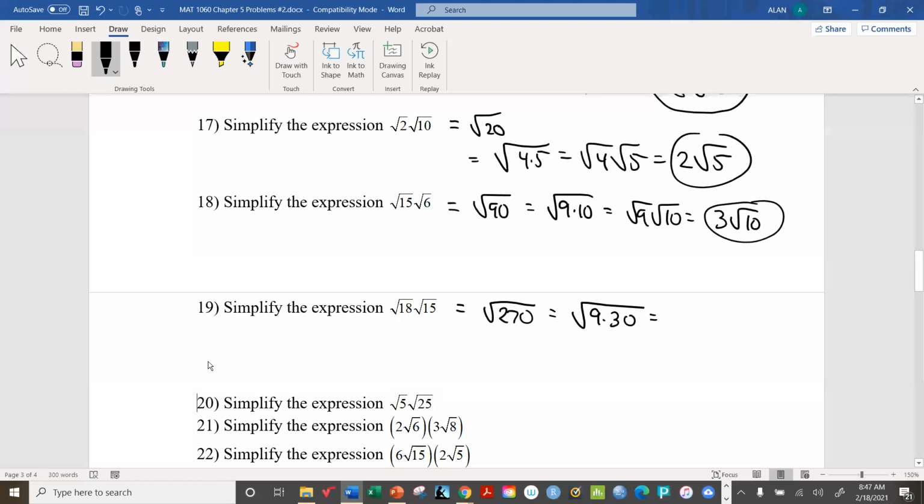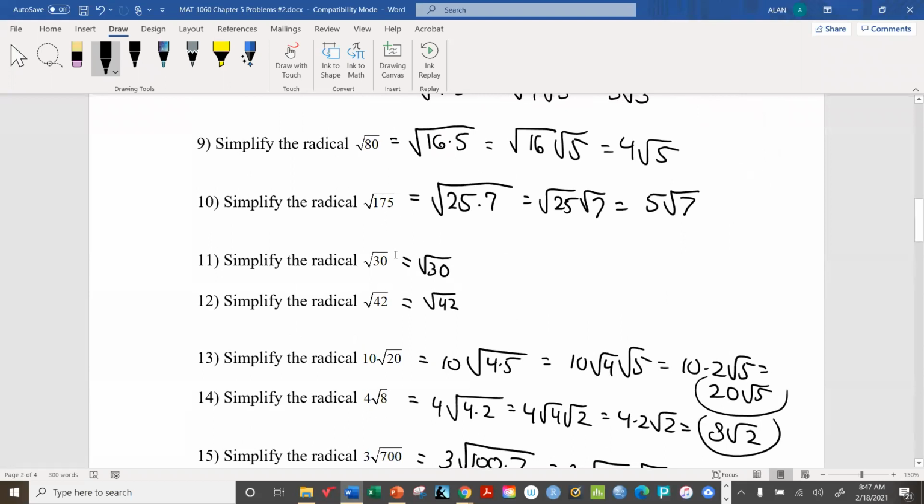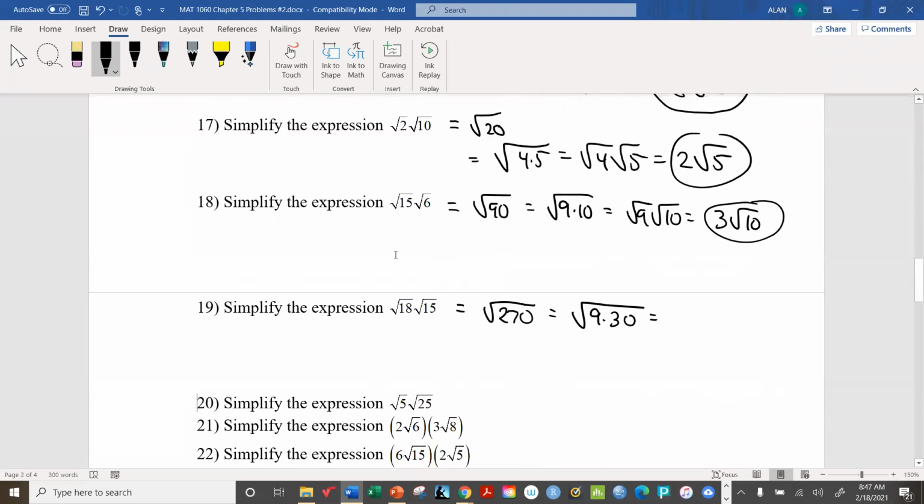Okay, now we saw earlier, we definitely had 30. Let's scroll back for a second. This one, we saw earlier that the square root of 30 cannot be simplified any further. So you can see here, we have the square root of 9, square root of 30. And we're done. We cannot simplify radical 30 any further.